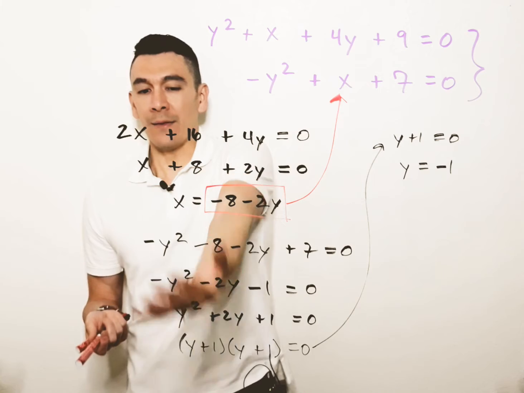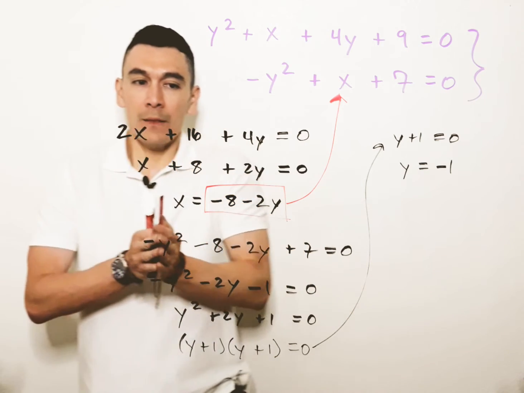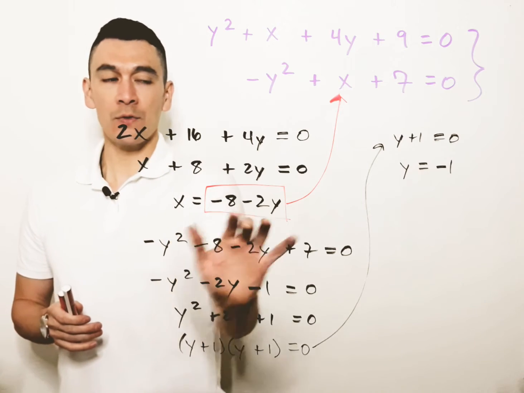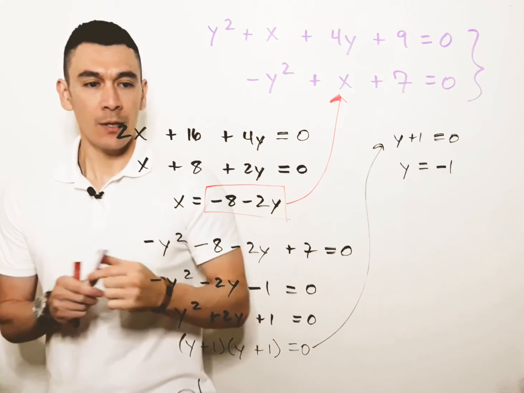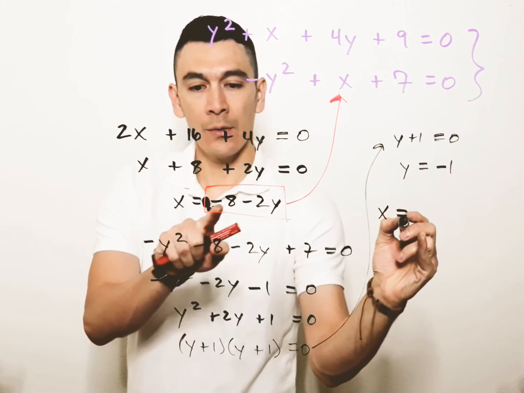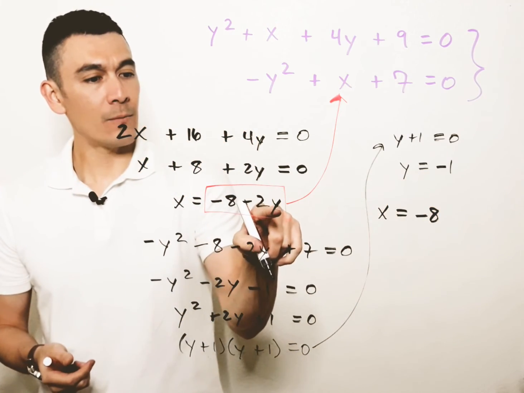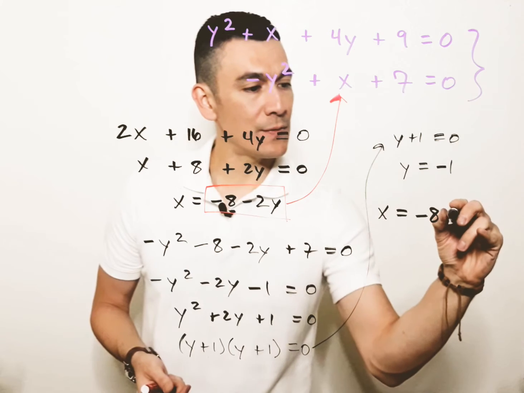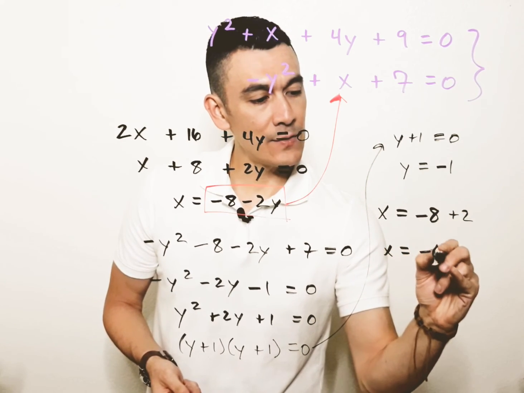You can go anywhere on this board to find the value of x. Probably the most efficient location to go to would be the red box. So negative 1 replaces y right there. So it would be x equals, we have negative 8, and then negative 1 right there times negative 2 would be positive 2. So that x equals negative 6.